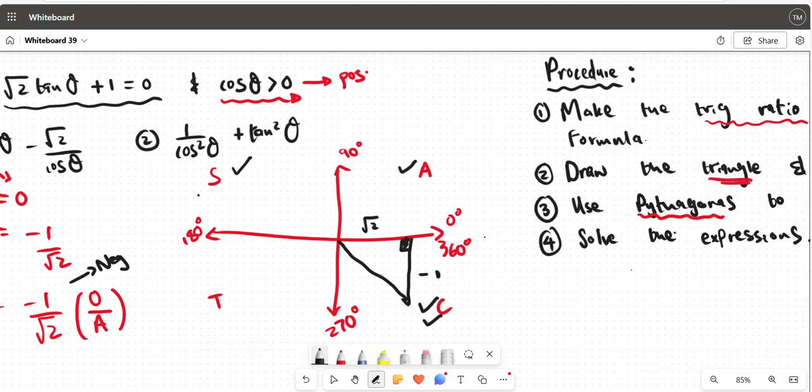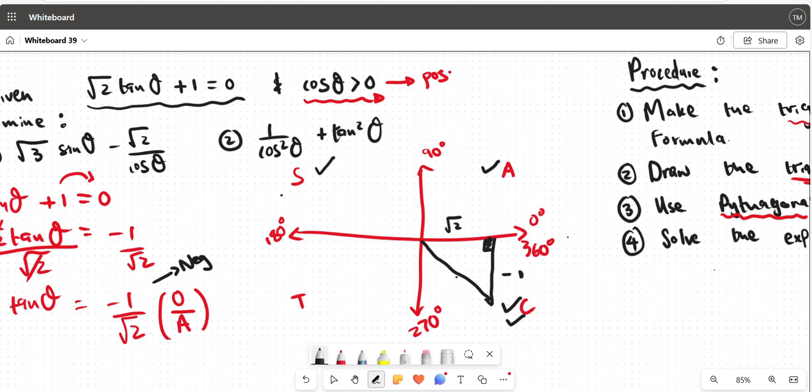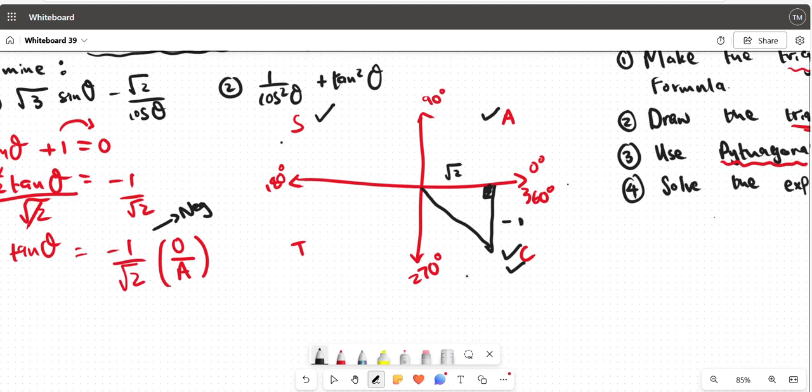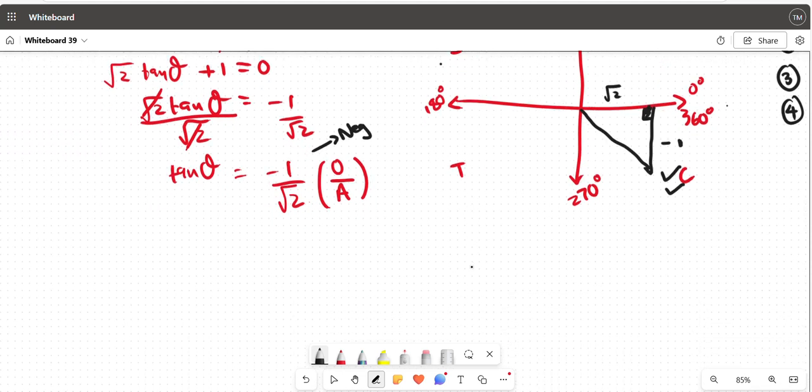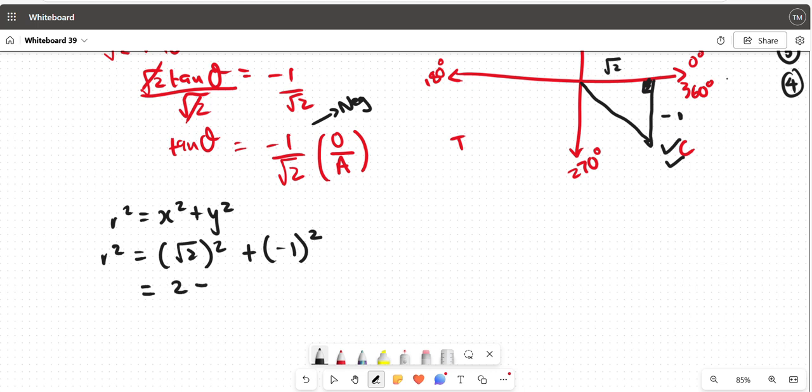Step number 3 says, use Pythagoras to solve for the missing side. So there's one side that's missing, which is this hypotenuse there. So let's solve for that hypotenuse. The only way to do that is to use Pythagoras. And so r squared is equal to x squared plus y squared. Then I substitute my x, which is the root 2 squared. I substitute my y, which is the negative 1 squared. I end up getting a 2 plus a 1. And so the r is the root of 3.